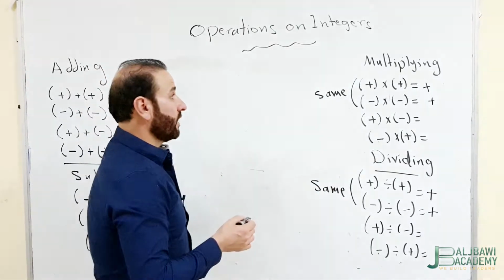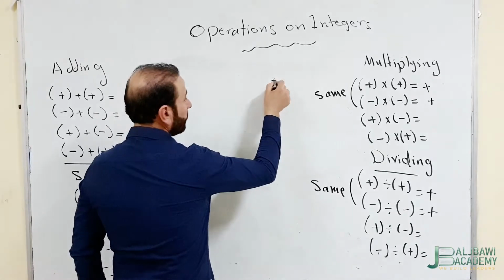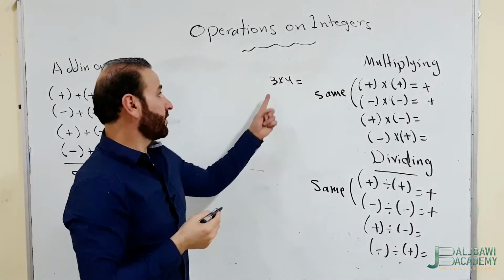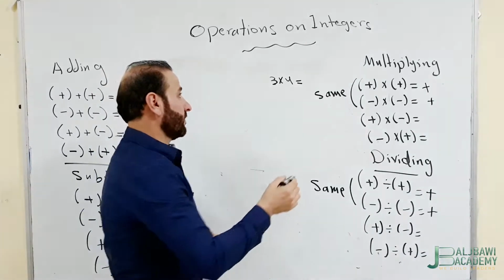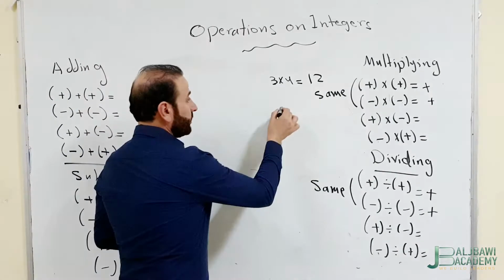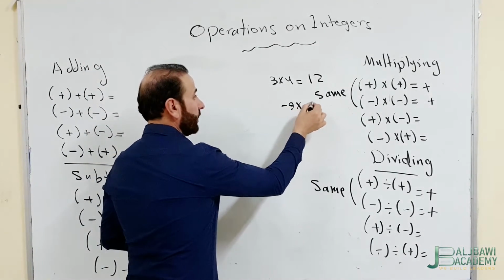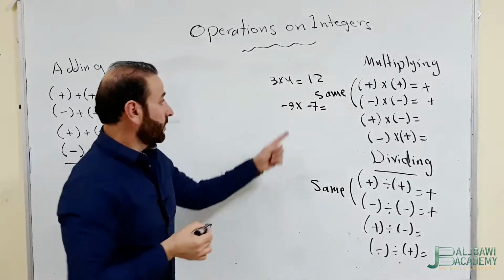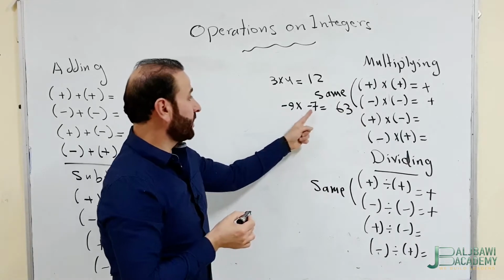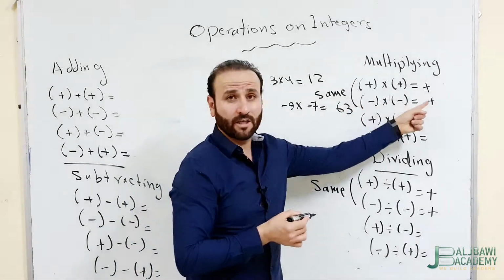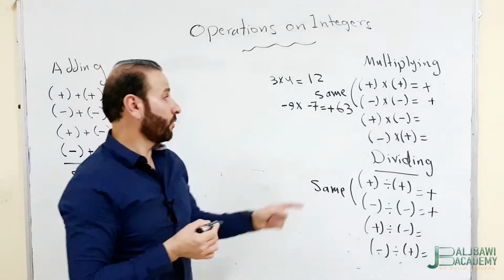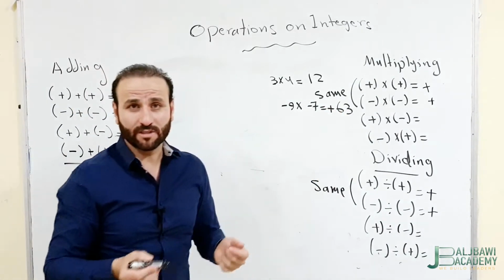For example, if I multiply 3 by 4, we can say this is positive 3 multiplied by positive 4, the answer is positive 12. Negative 9 multiplied by negative 7. So 9 times 7 equals 63. Now we have the same sign. Negative times negative equals positive. So we can put positive 63 or we can leave it without a sign because it is positive.